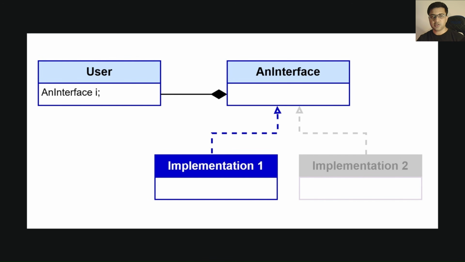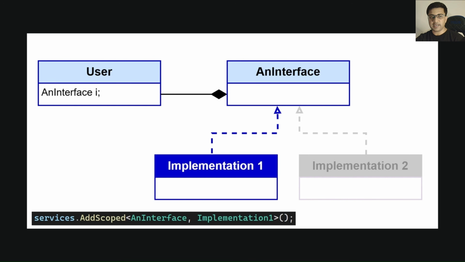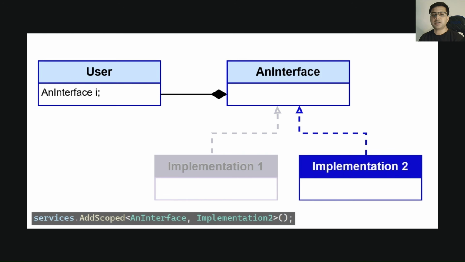Let's see how it happens. Suppose we are using implementation 1 through an interface. As you can see, we are not interacting directly with implementation 1. Instead, we are interacting through the interface. We have registered implementation 1 against the interface in the DI container. Later, we build implementation 2 and register implementation 2 against the same interface. Since the entire code base interacts through the interface, we can now switch to the new implementation seamlessly without touching every single file in the code base.